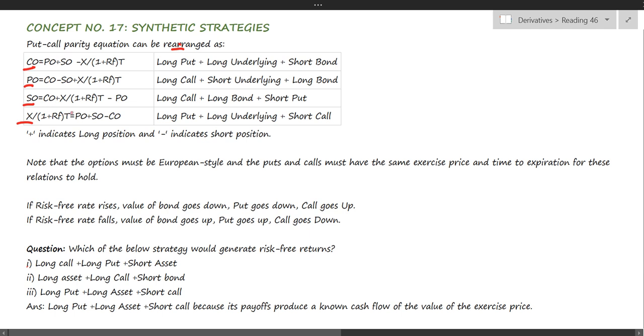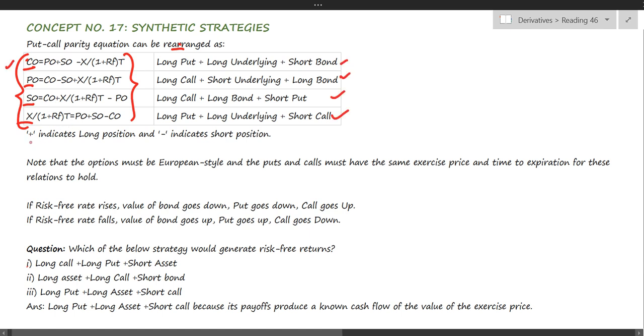So the equation looks like this. Although you need not remember this, if you can just remember the put call parity equation, then you can form this right there in the exam itself. But this is important for you. You can be asked a question on this.